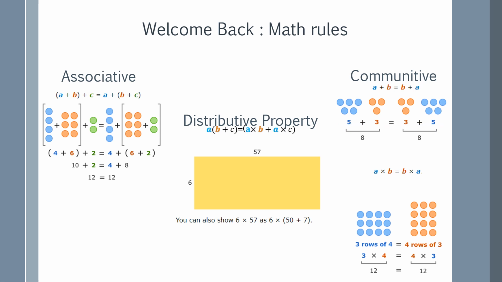Let me change that color. Do it in yellow. So you see this example, 5 plus 3 equals 3 plus 5. That's a true statement. It doesn't matter where you swap the numbers, it works. And that's the same for multiplication. 3 times 4 equals 4 times 3. All a true statement.